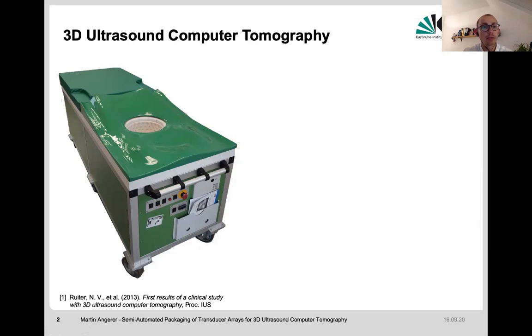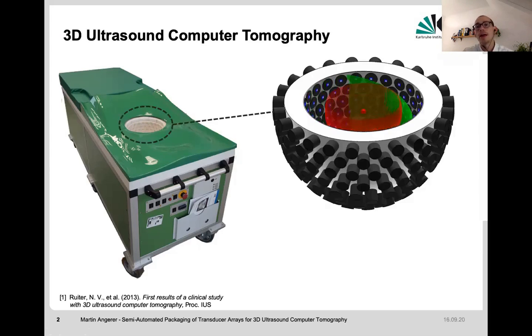The patient lies prone on top of the device while one breast at a time is immersed into this water-filled measurement container and scanned. This container holds 157 transducer arrays with 16 transducers integrated in each array. So how does it work? Each individual transducer emits an unfocused ultrasound wave at a time while all others record.